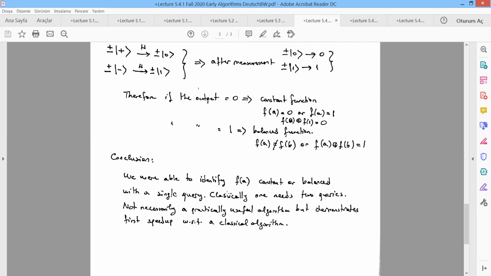So this algorithm is not necessarily a useful algorithm, but it is the first algorithm that demonstrated some speed up with respect to a classical algorithm. Two measurements in the classical case versus a single measurement in the quantum case to identify whether the function is a constant function or a balanced function.